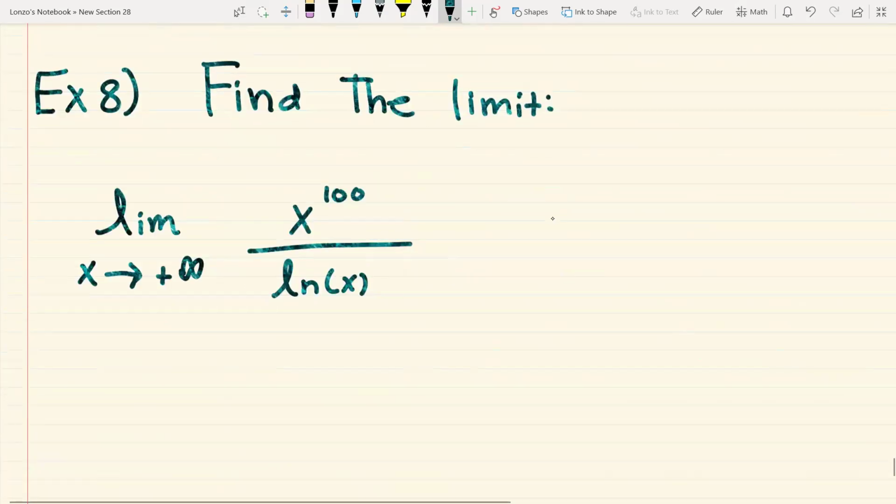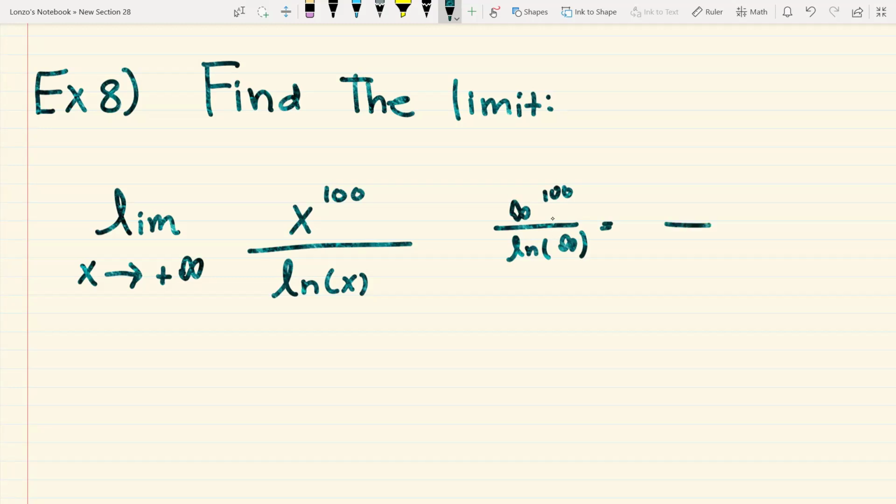Okay, let's look at our last example. Find the limit as x approaches positive infinity of x^100 divided by ln of x. So if you try plugging this in, it will be indeterminate, right? It would be infinity^100 over ln of infinity. What is ln of a very large number? It would be infinity. So you would have infinity over infinity, which is indeterminate. Okay, so we can't do that.